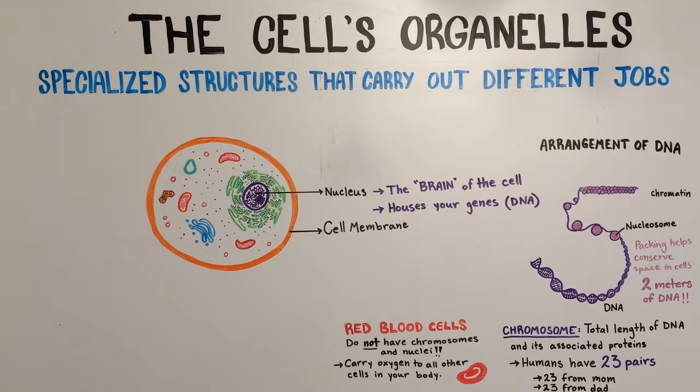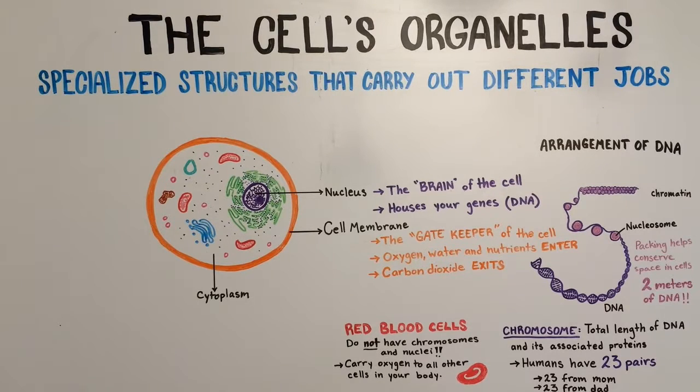The cell membrane acts like a gatekeeper, selectively allowing only certain molecules to enter or leave the cell. Oxygen, water, and nutrients enter the cell, whereas carbon dioxide exits the cell. Inside the cell is a jelly-like substance called cytoplasm that supports the shape of the cell and the organelles within it. The cell needs energy to stay alive and function.